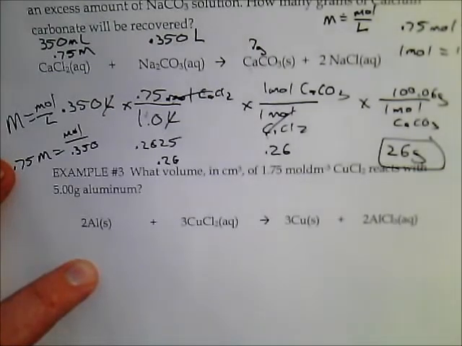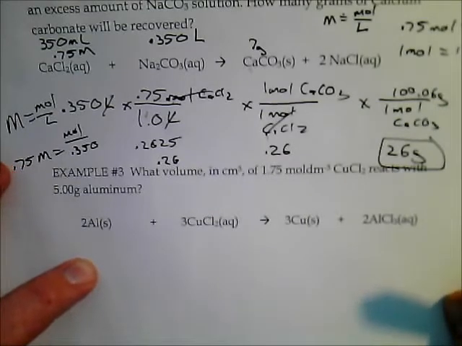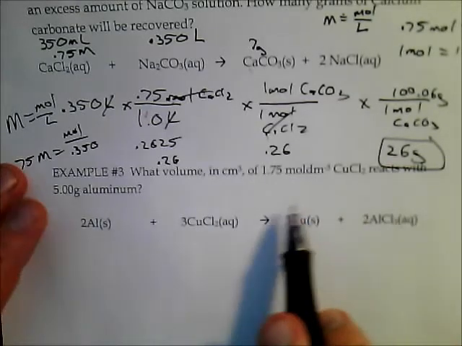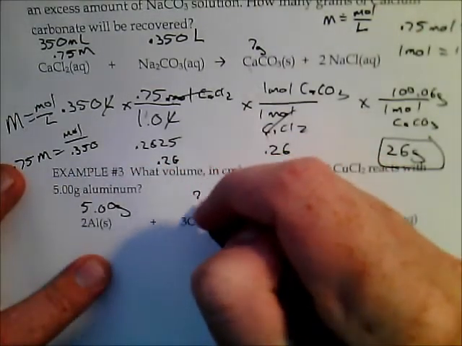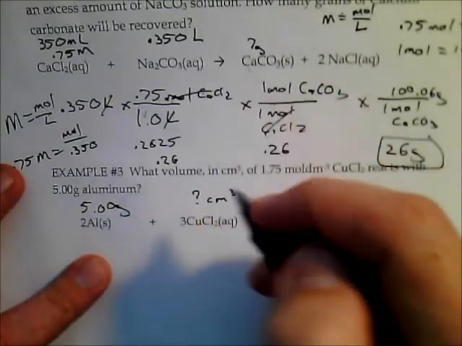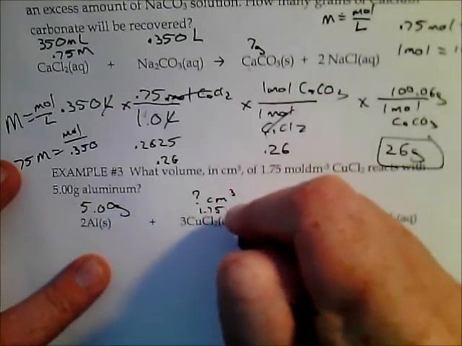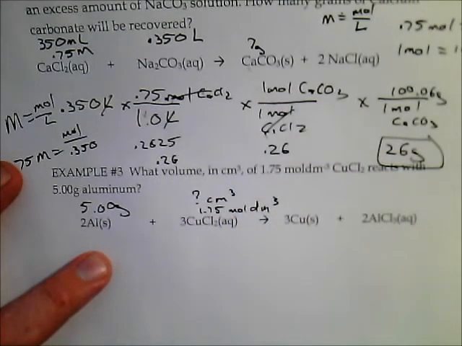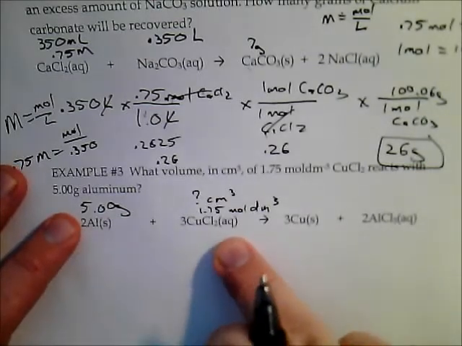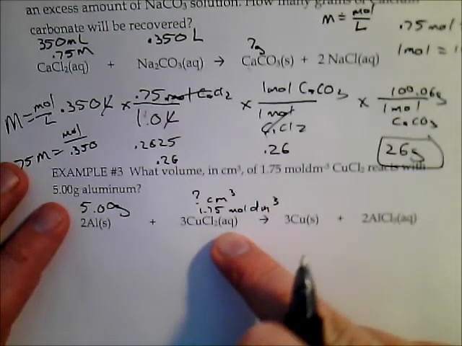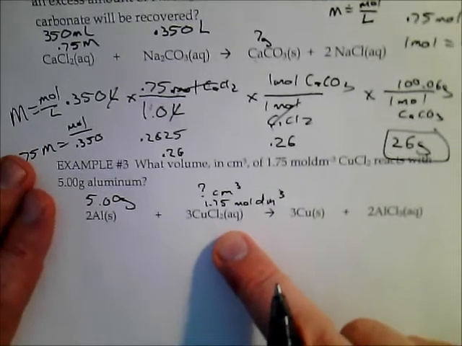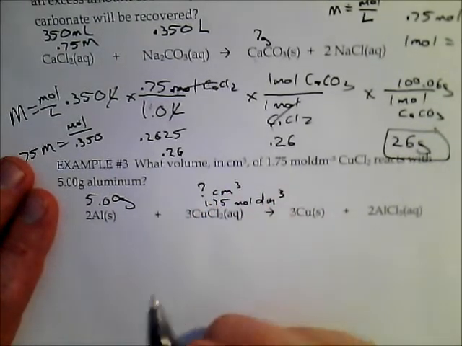Okay, this one's slightly different, but the same concepts will apply. What volume in cubic centimeters of 1.75 CuCl2 reacts with 5 grams of aluminum? So this time it's giving me this mass, and it's saying question mark cubic centimeters. It wants a volume, and the solution has a concentration of 1.75. Normally, like the stoichiometry problems that we did at first, it would have given us grams of this, and then it would have asked for grams of CuCl2. But with a solution, what we really should be dealing with is volume, so it's asking me the volume that I need.